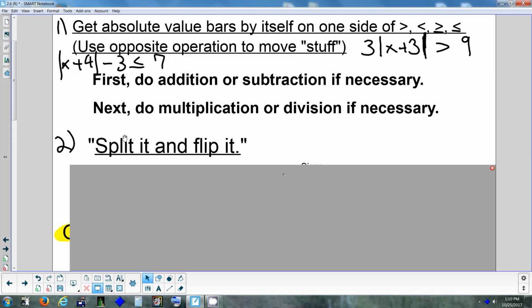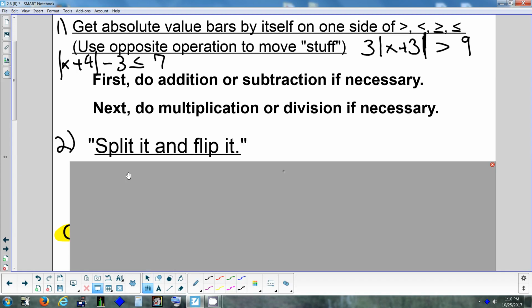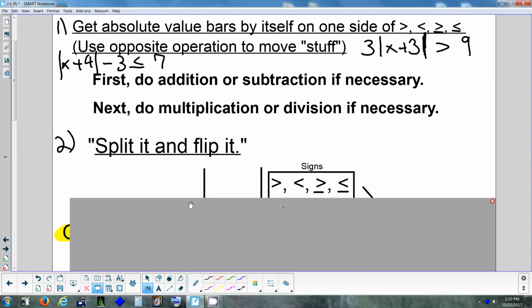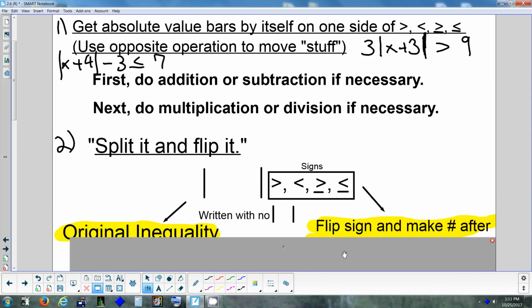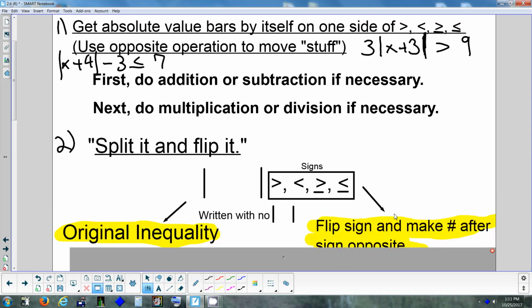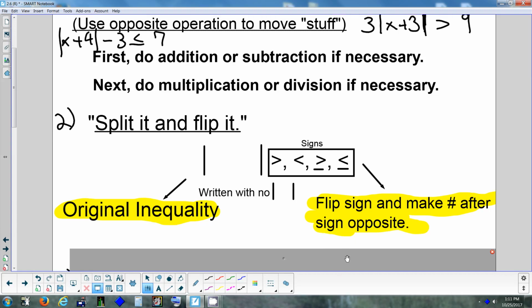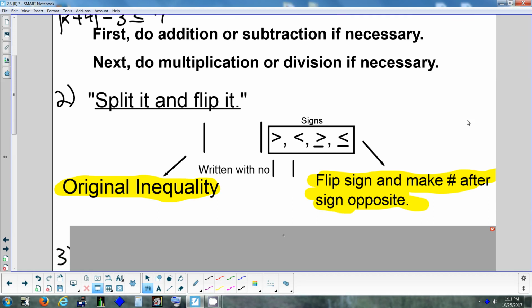Number 2. Just like we did in the warm up, we're gonna split the inequalities like we did before, and then this new part is when we split it. When we do the second inequality, we have to flip the sign. Same exact thing as before: we write the first one with no absolute value bars, sign exactly the same, number exactly the same. So the same exact problem is there as in the original, just without the absolute value bars.